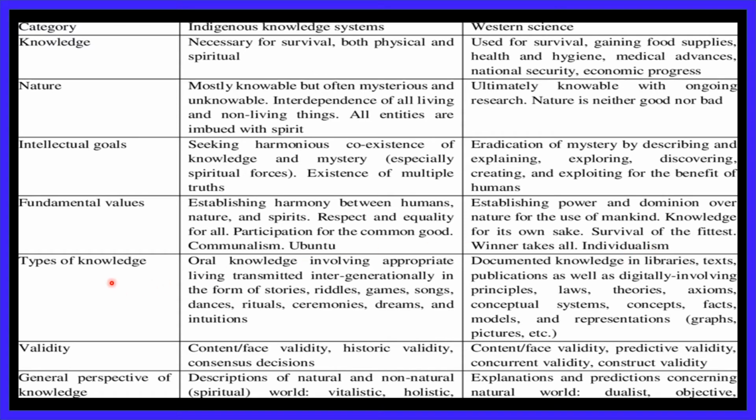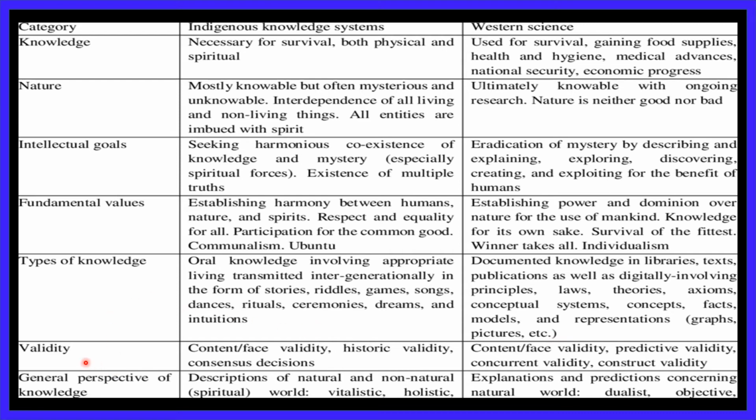The fifth category is types of knowledge. In the indigenous knowledge system, oral knowledge involving appropriate living, transmitted intergenerationally in the form of stories, riddles, games, songs, dance, rituals and ceremonies, dreams, and institutions. In Western science, documented knowledge in libraries, texts, publications, as well as digitally, involving principles, laws, theories and axioms, conceptual systems, concepts, facts, models, and representations such as graphs, pictures, etc.